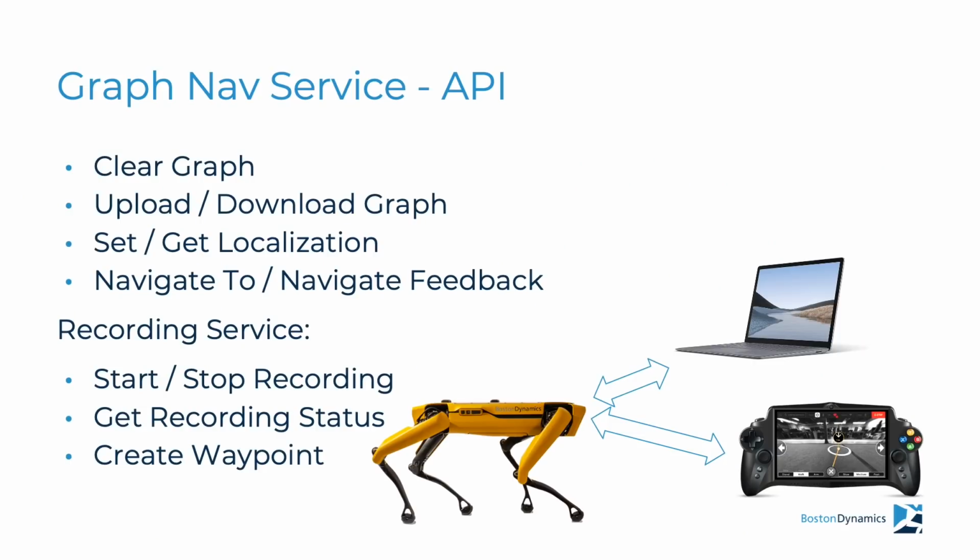There's also the GraphNav recording service, which is how you're going to create maps. There are two states for that service, recording and not recording, and you can explicitly call start and stop recording to toggle between those states. You can also ask the recording service, hey, are you currently recording? And you can also explicitly tell the recording service to create a waypoint right here where the robot is standing.